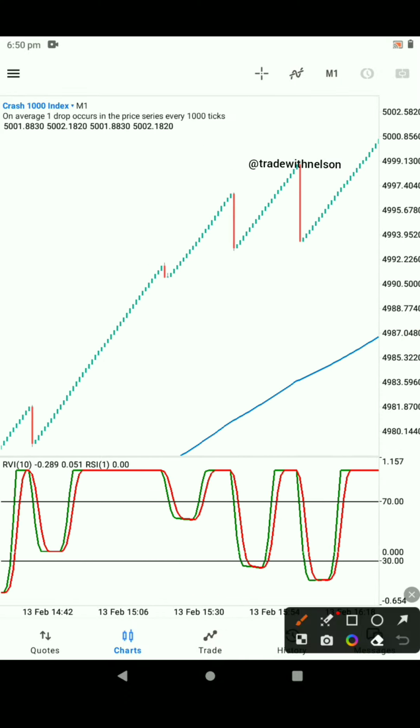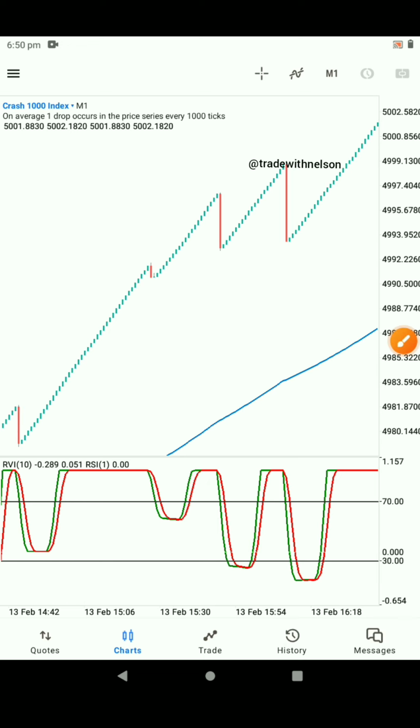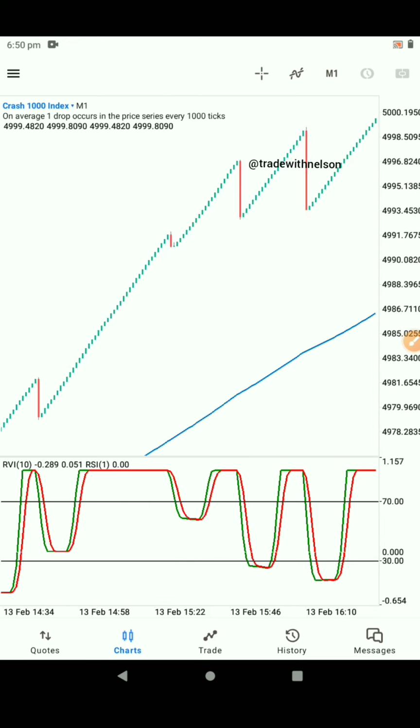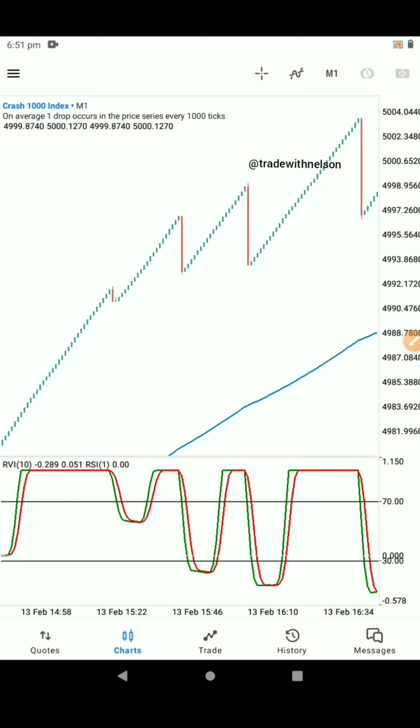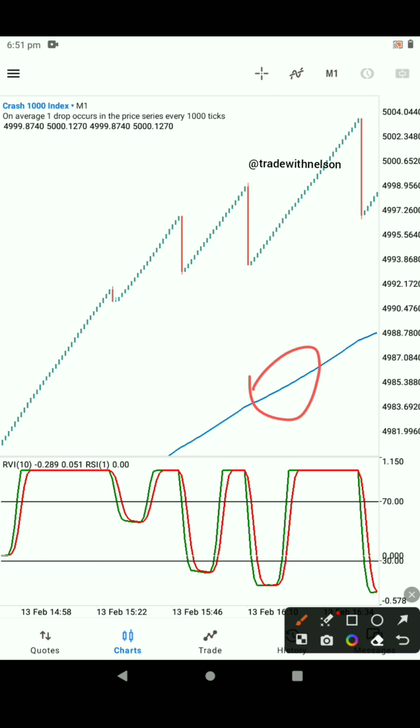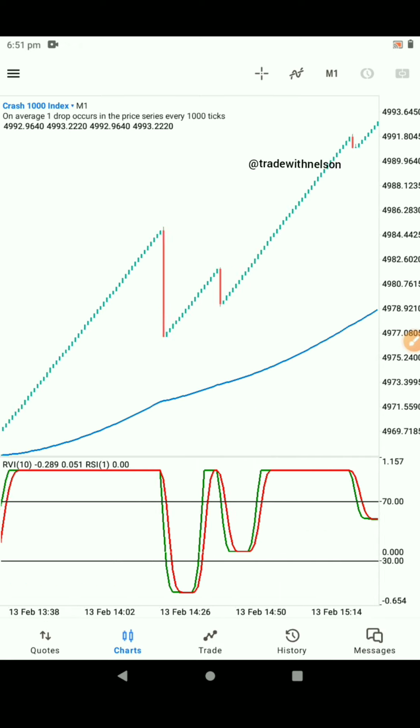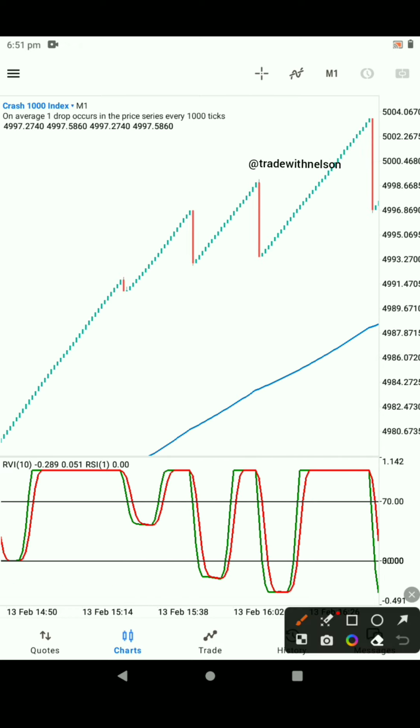So if you look carefully, I am on the 1 minute time frame and this is Crash 1000. So in the crash market, we are buying to the upside and we are counting just 5 candles. That is the highest probability candle that we can catch with this strategy. If you look carefully, I have 3 indicators on my chart. I have the moving average, I have the RSI, and I have the RVI.